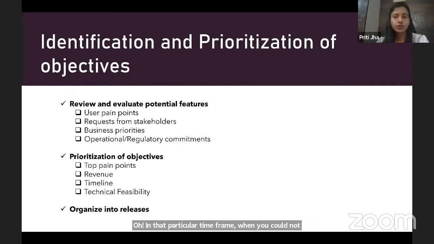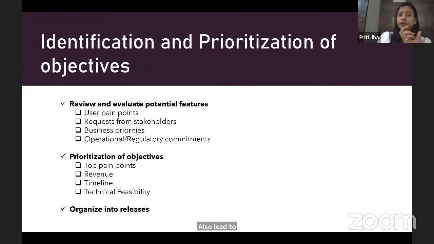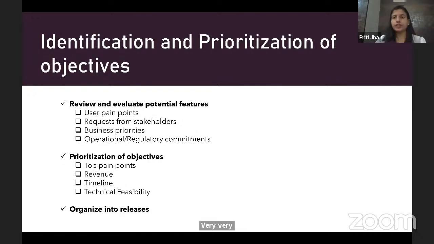You might lose users because, again, your competitor or some other company, or there can be an alternate solution that might come into the market, which might eat your users, or your users might just drop off from the platform if they continuously go on to see a certain problem occurring in your platform. Now, all of that can also lead to user churn, and therefore, you need to be very, very cautious when you're putting objectives in your roadmap regarding the timeline that it's going to take you to build those features.